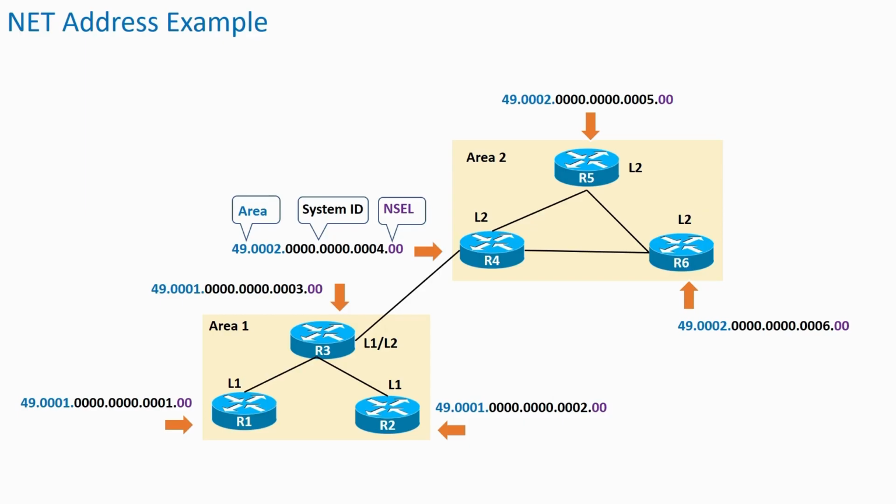49.0002 identifies the area to which router R4 belongs. Then 0000.0000.0004 is the system ID of router R4, and the last two zeros identify the service on the router R4, which is 0. It means that this address is referring to the router itself and not any service running on this router.